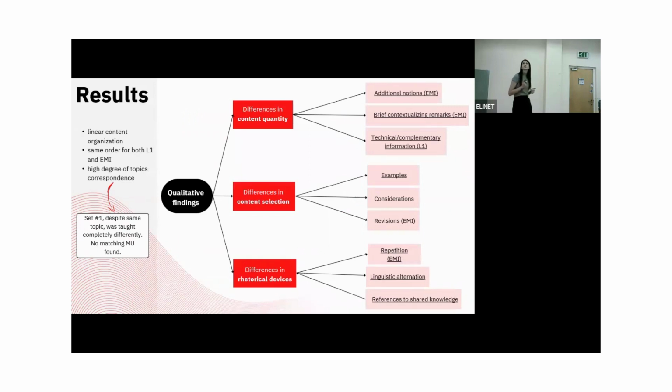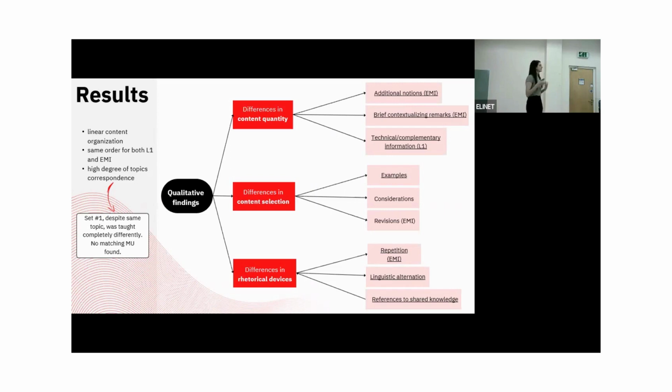Number 1, differences in content quantity, the amount of information that is being delivered. Number 2, differences in content selection, the type of information that is being delivered. A really good way to understand this category is to look at the examples. Now, if I had a better control of the setup, I might click on a few of those and give you actual examples, but if you have questions, we can look at them later.